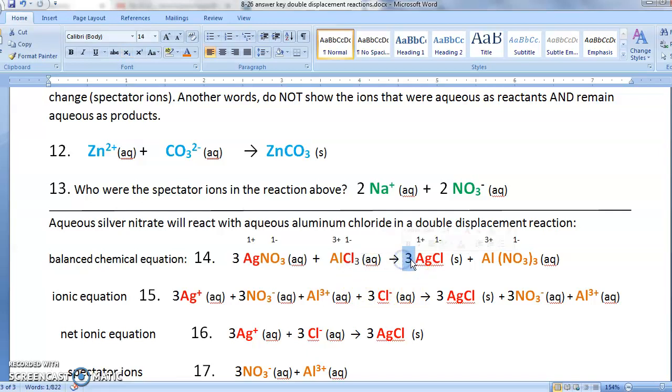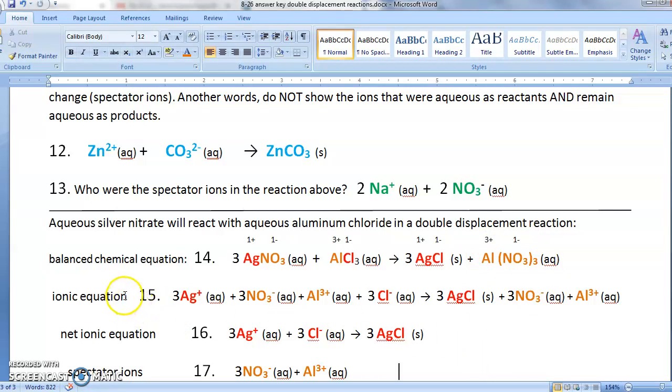When we go to balance this thing, we have 3 chlorines there, so we would need a 3 in front. If we have a 3 in front there, we would need a 3 in front here, so that we have 3 silvers. The 3 in front here gives us 3 nitrates, which is what we have on that side, 3 nitrates. Al's 3 plus, nitrates 1 minus, crisscross. There would have to be a 3 there.